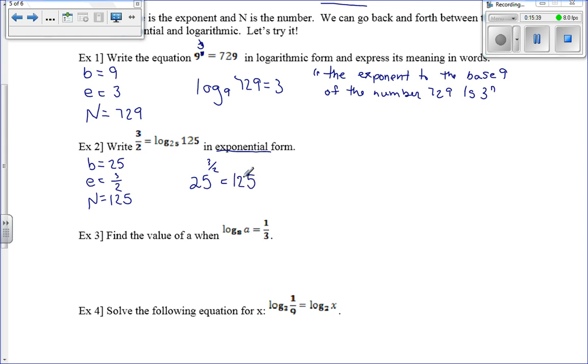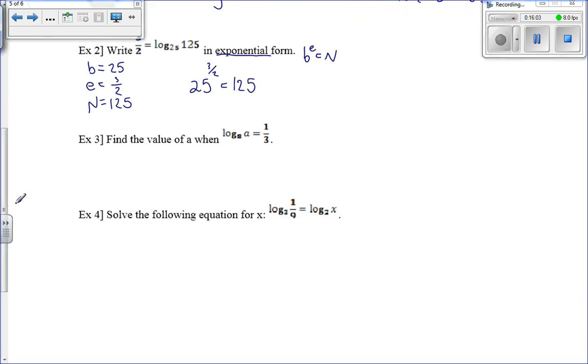And then you take a quick little mental check after the bend form. The square root of 25 is 5, 5 cubed is 125. This needs to be a true statement. If this is not a true statement, then you converted it wrong. So you can always check to make sure that you put it the right way.